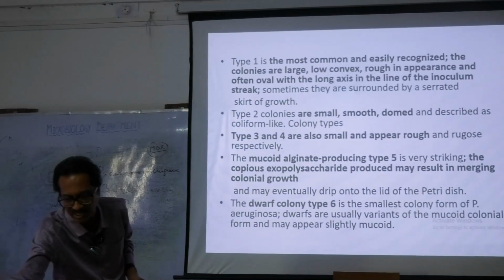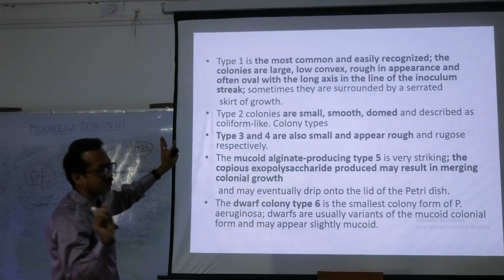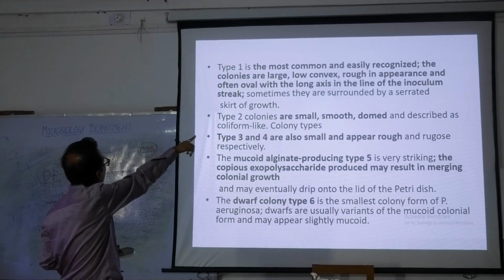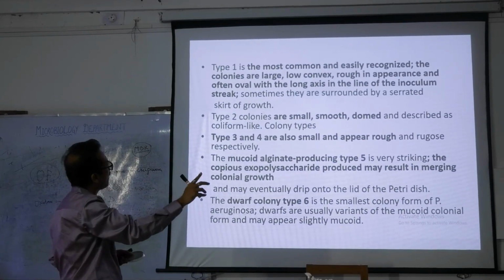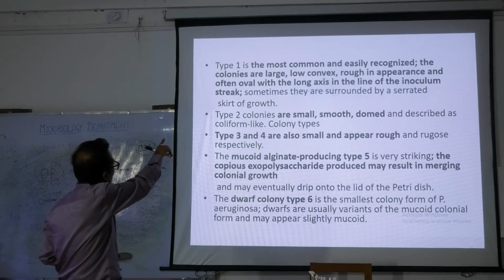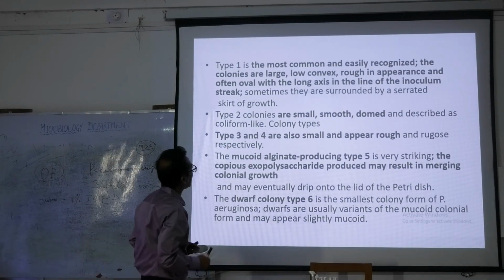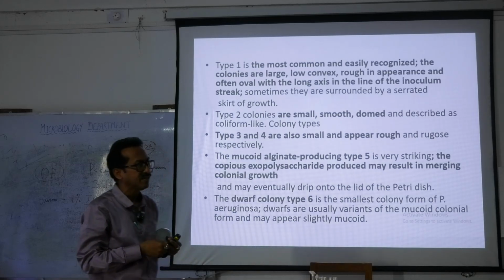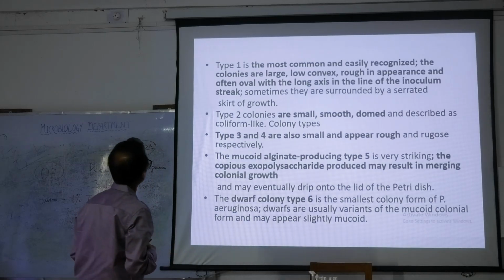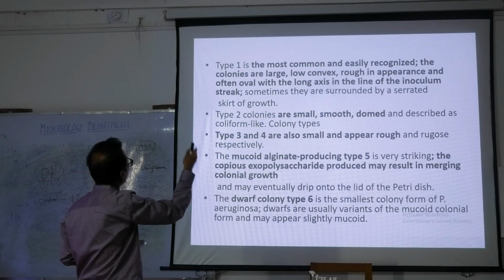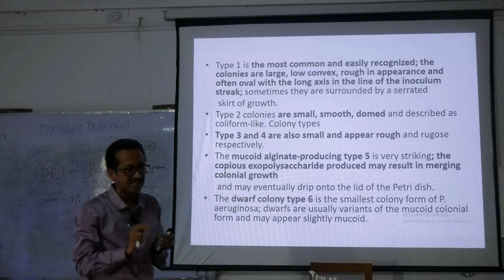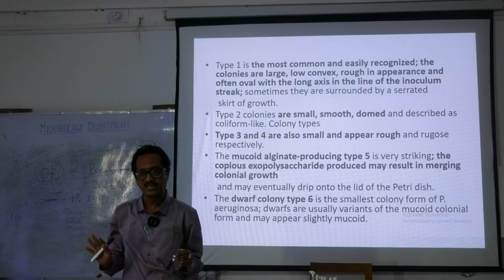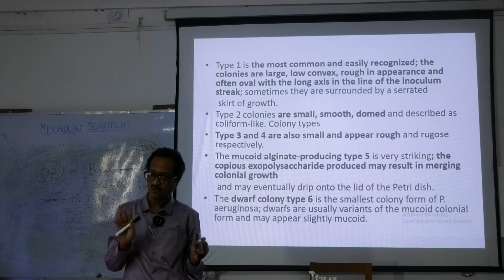Look at what is written about this colony: this is the type 1 colony. That is why I brought the type 1 colony. Type 1 is the easily recognized, large, low convex, rough in appearance, oval with the long axis in the line of the inoculum of the streak. They are surrounded by a serrated skirt. Everything is in this. You will mention the type 1 colony in your colony character.